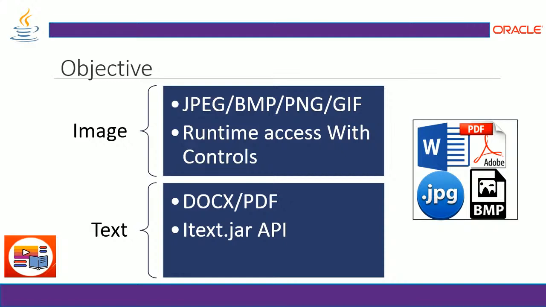And in the text file section, we have to see the MS Word file, the Microsoft Word 2007 version, which has the docx file extension, and we are going to convert it into PDF and vice versa. So that means we are going to convert doc to PDF, and there is one way we can do PDF to docx. The iText jar file is one of the libraries we are going to use in this, and there is one more API we are going to use, called POI.